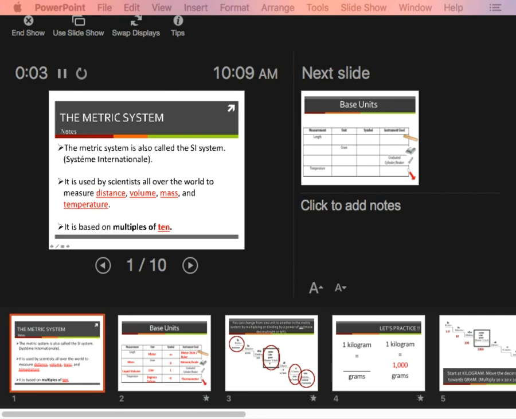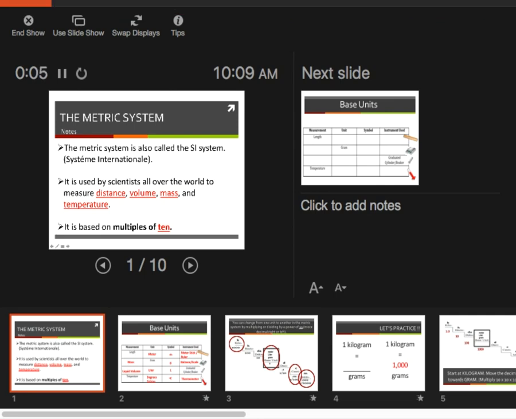Alrighty, so we are going to do our presentation on the metric system that we did today in class. So here's a little bit extra if you need to hear it again.